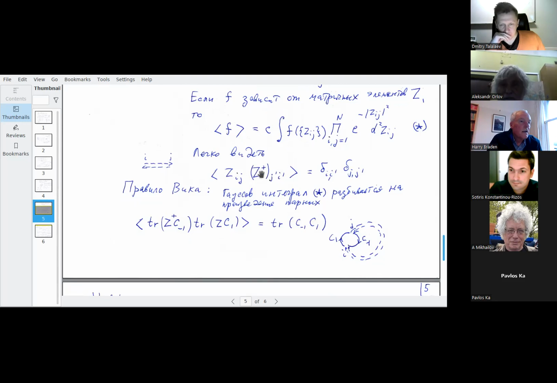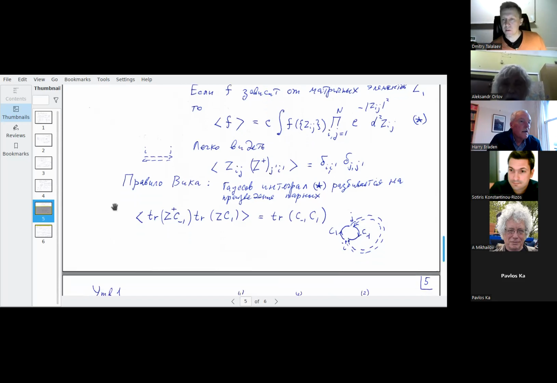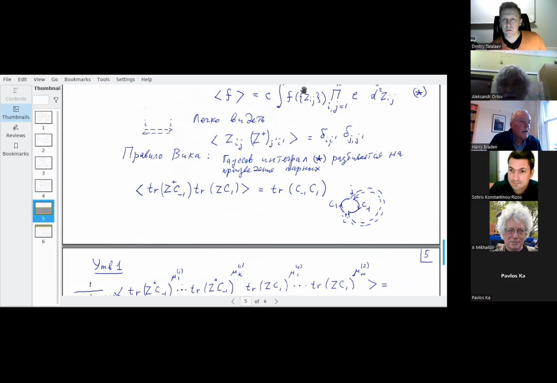If f is this product, we obtain non-zero only when the beginning of this arrow coincides with the end of that arrow, and opposite. We have the Wick rule: this is a Gauss integral, so the average is actually a product of pairwise correlators. Am I not right that the measure should depend on Z plus, on Z conjugate?